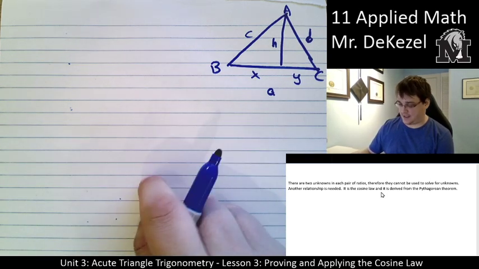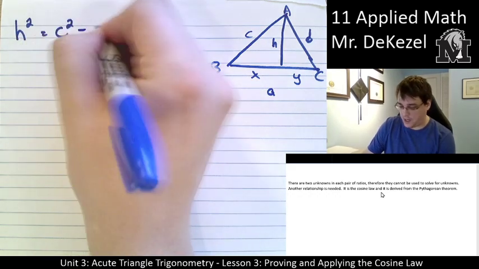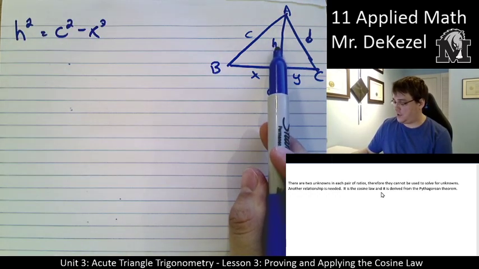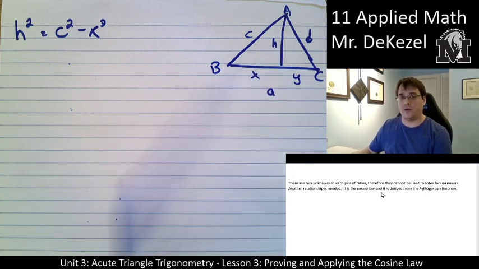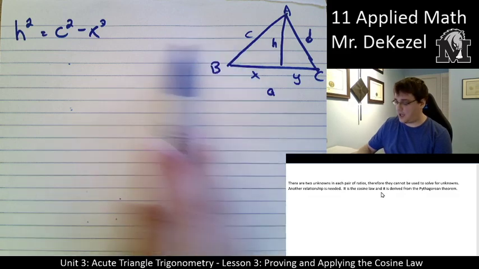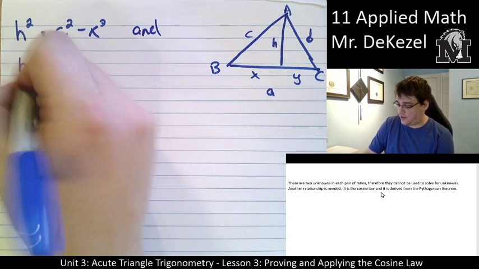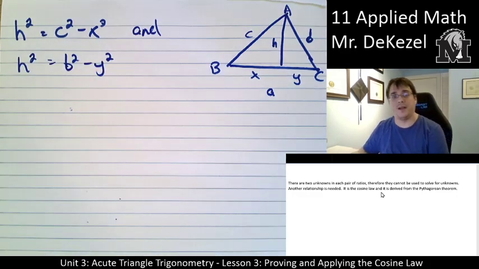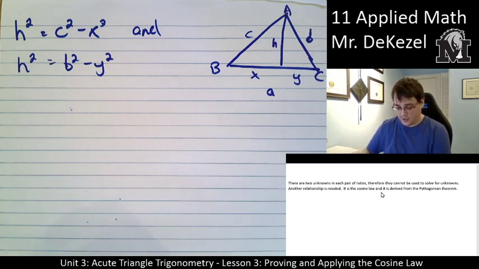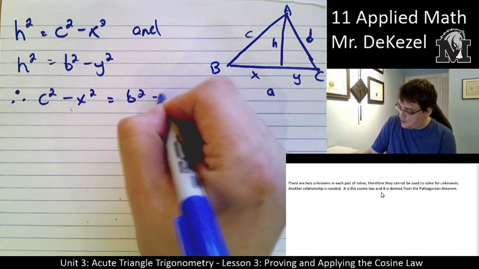So let's start with Pythagorean theorem. We have h squared equal to c squared minus x squared. So this is the hypotenuse, so we would subtract one of the other sides when trying to find one of the shorter sides. And we also have another relationship on the other side: h squared equal to b squared minus y squared. So we have two relationships here. Therefore, using the transitive property, we can say that these two things are equal to one another. So therefore, c squared minus x squared is equal to b squared minus y squared.